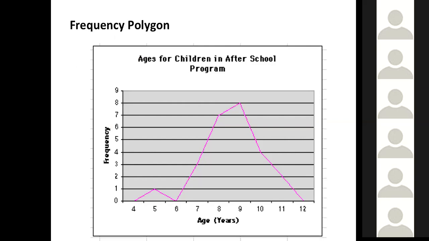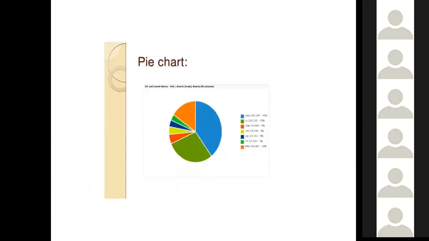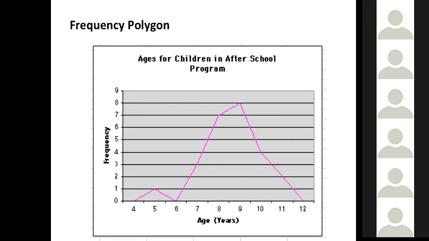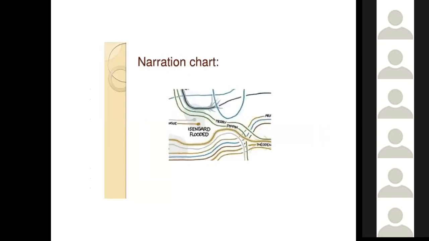Yeah, this is a different type of graphs. Okay, we have pie charts. I believe that you are familiar with Excel or other types of statistical packages, and the program or the software will help you to make the chart. You can just select whether you want a polygon or pie chart or bar graph or line graph. So we have line graph, and then here we have pie chart.